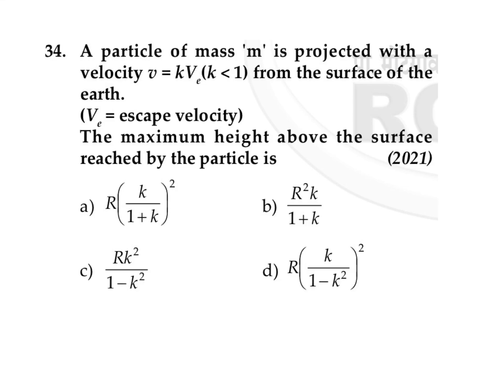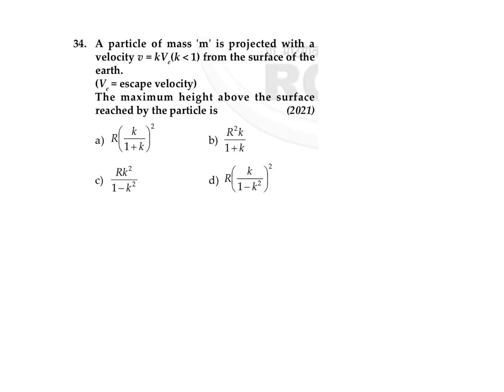A particle of mass m is projected with a velocity v, which is equal to k times the escape velocity, where the value of k is less than 1. That means the particle is projected with a velocity less than escape velocity from the surface of Earth. The maximum height above the surface reached by the particle is?